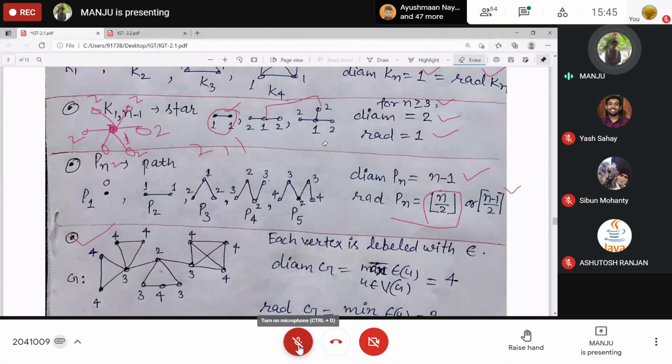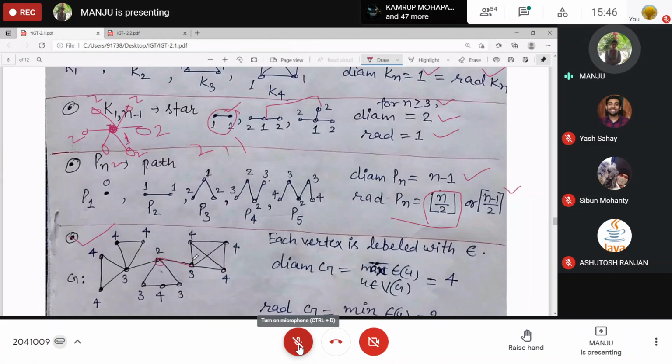What about the middle vertex? Middle vertex means except these vertices. For this one, this is one step inward, right? 1, 2, 3. You can reach up to 3 over here. And here 1, 2, 3. And here 3, 3. So 3 for this one, 3 for this one. For this vertex it is 2.